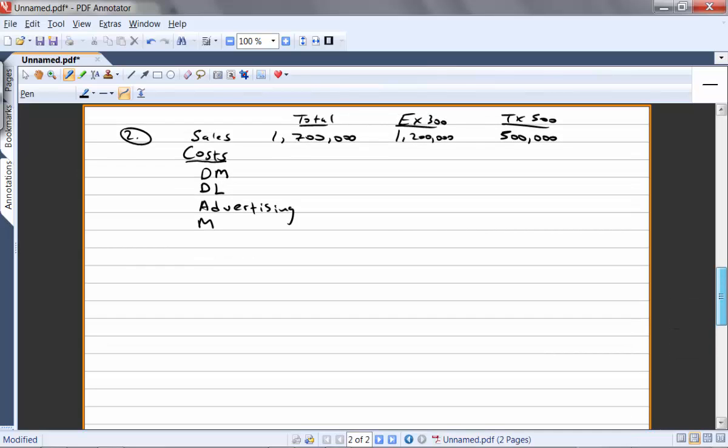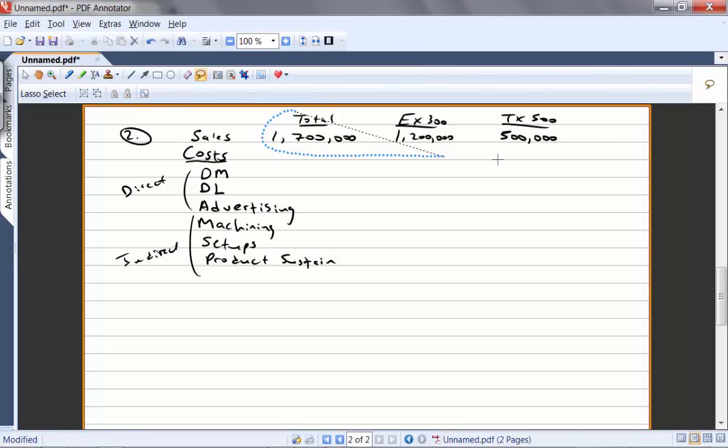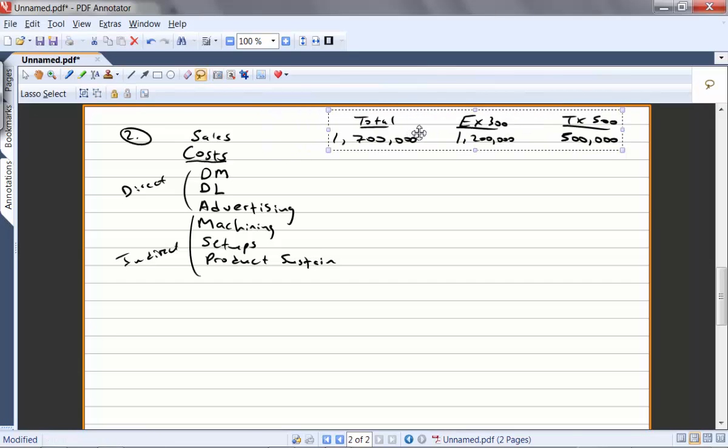All right, so under ABC, the product costs would be the direct materials and direct labor, because they're directly traced, advertising because it's directly traced, and then the cost of overhead broken down by the 3 activities: machining, setups, and product sustaining. And these are the direct costs, and these are the indirect costs. And let's move this over a little bit. We don't want that to get in the way.